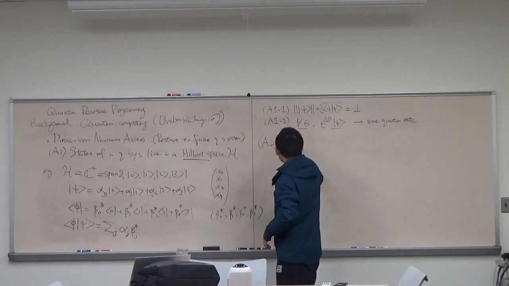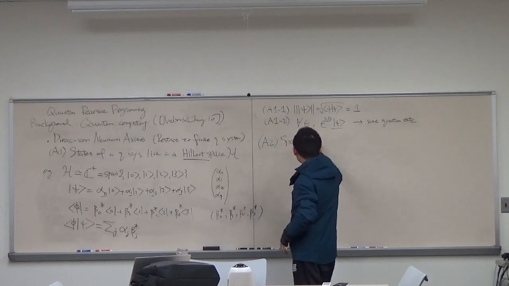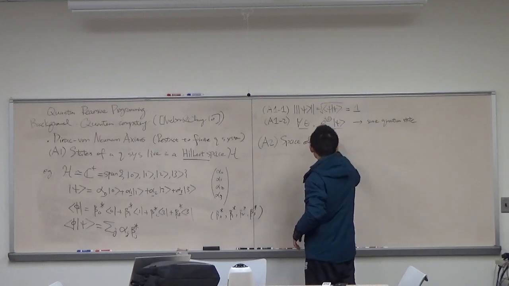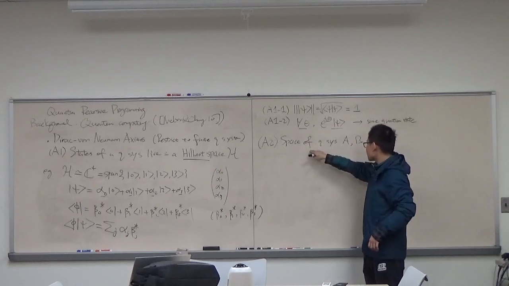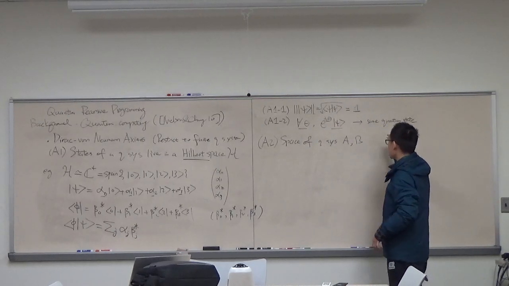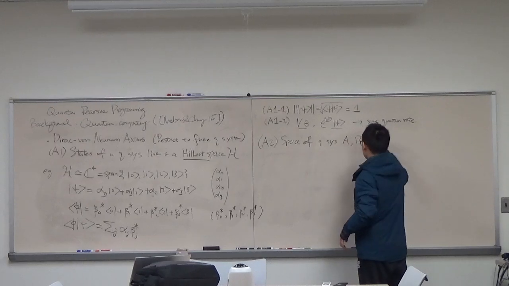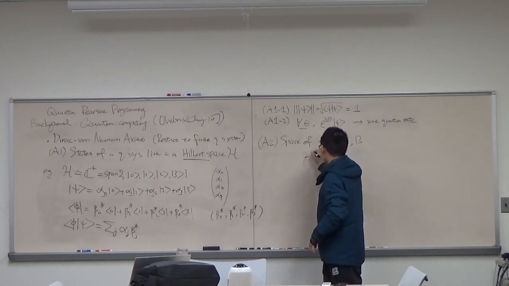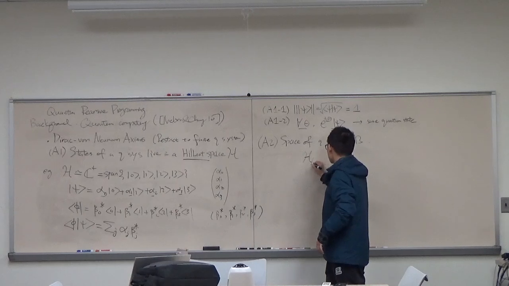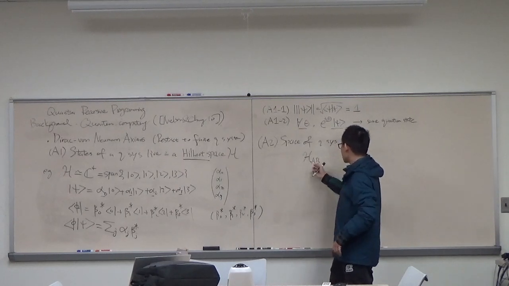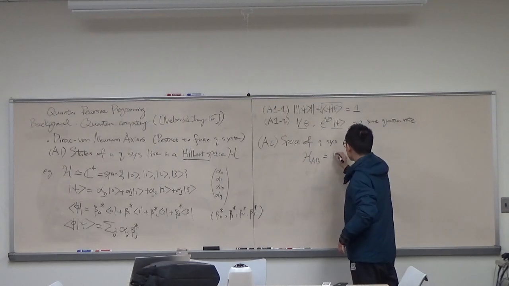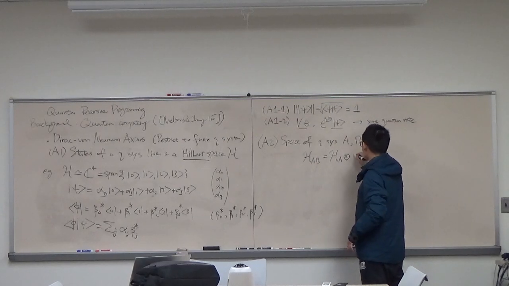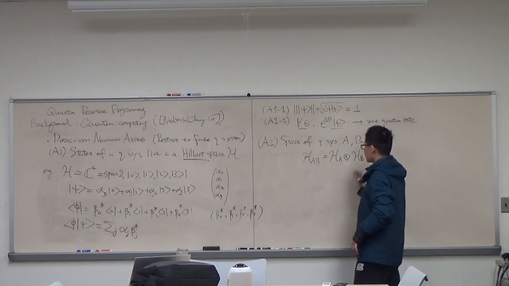And the second axiom is saying that the space of two quantum systems, A and B, that means the composite system of A and B, is the tensor product of their corresponding Hilbert spaces. So if we denote the Hilbert space for this composite system of A and B, then it is represented by this tensor product, H_A tensor H_B.